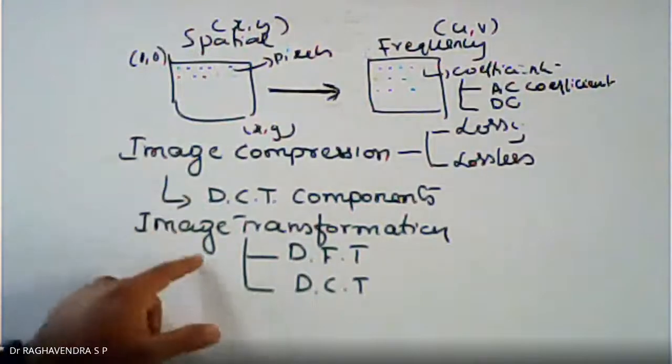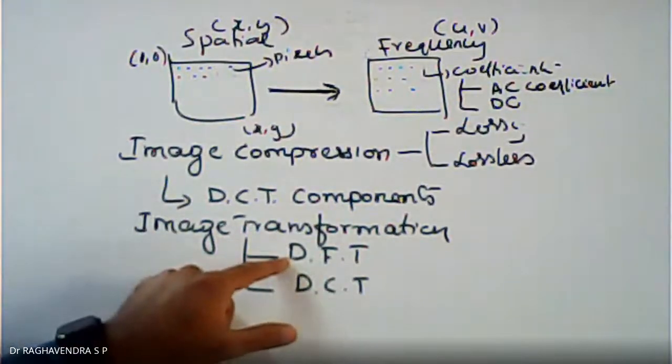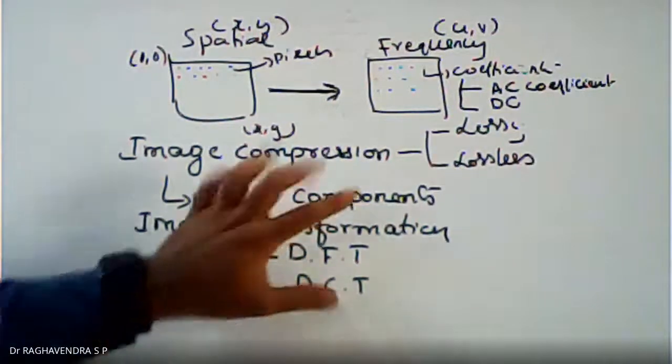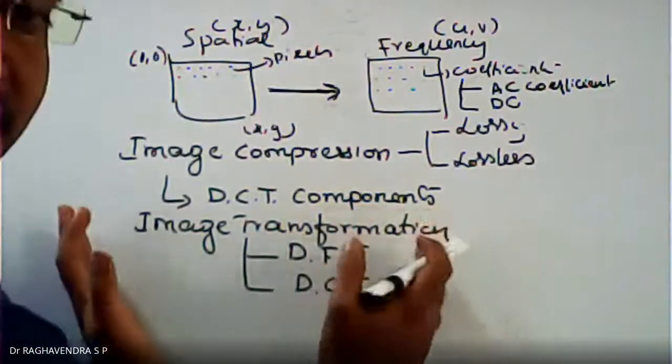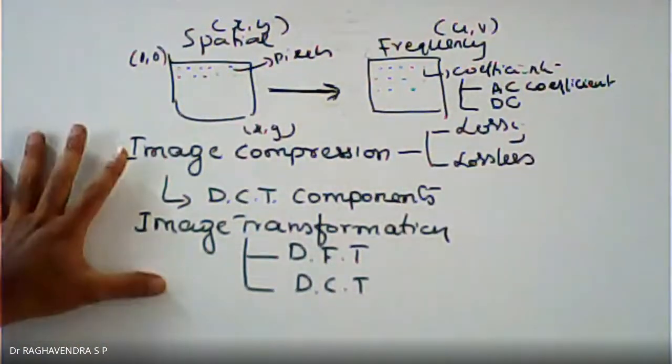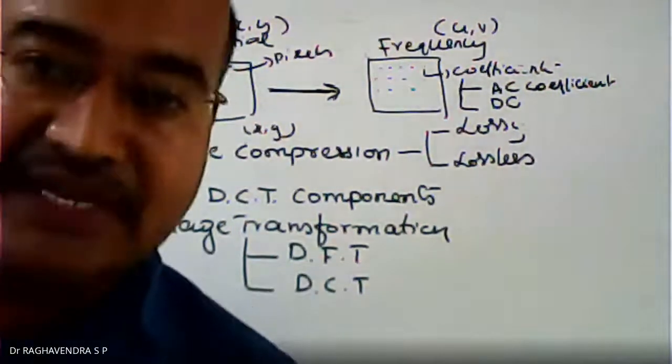In the image transformation module, we have two types of transformation. One is the discrete Fourier transformation and the other is the discrete cosine transformation. These two are the two major categories of image transformation we can apply. Then, coming back to the transformation concept, why do we need transformation?